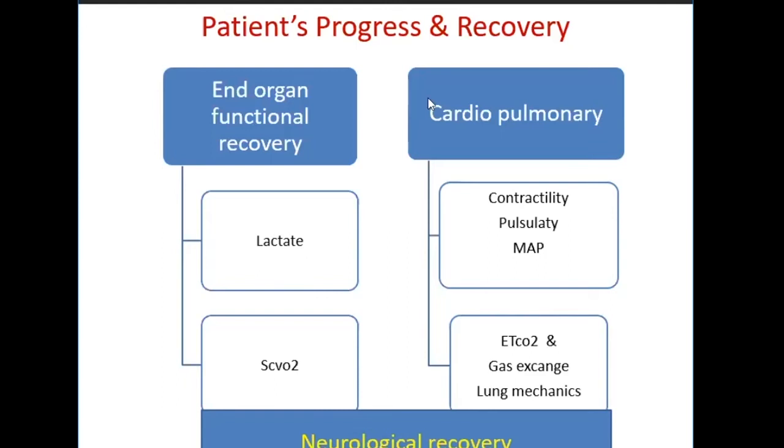Then you can assess the cardiopulmonary function. You can see the contractility of the heart in the echo. You can see the pulsatile flow in the arterial waveform. You can see the mean arterial pressure, the end-tidal CO2, the gas exchange, and the lung mechanics. These are the factors which you assess to see whether a patient is improving or not. And also you can see the neurological recovery, because these patients have a high chance of bleeding and sometimes ECMO-related neurological issues.